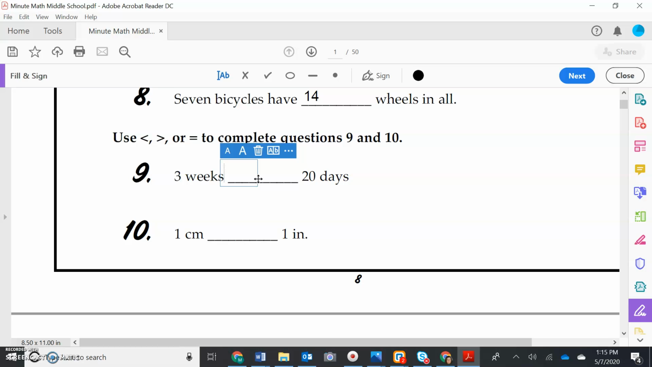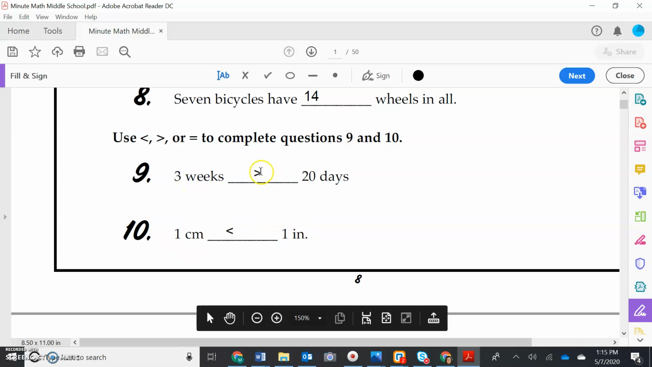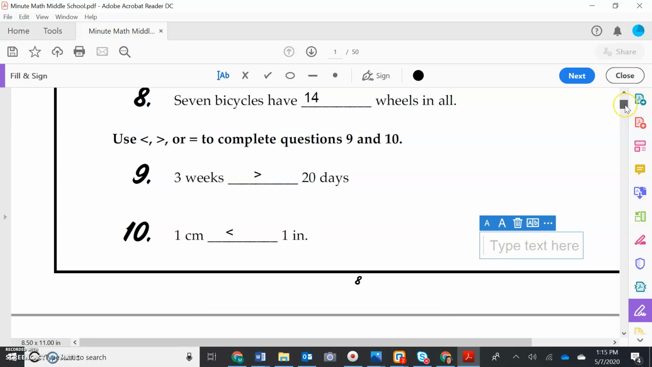Okay, so now I have to find the greater than, oh, here I found it. That one is more. Good job. So you just put that little arrow facing towards 3 weeks there. Which one is more, a centimeter or an inch? I'll just tell you that an inch is more. So this says 1 centimeter is smaller than 1 inch. 3 weeks is bigger than 20 days. And that is right. So now you finished minute 1.